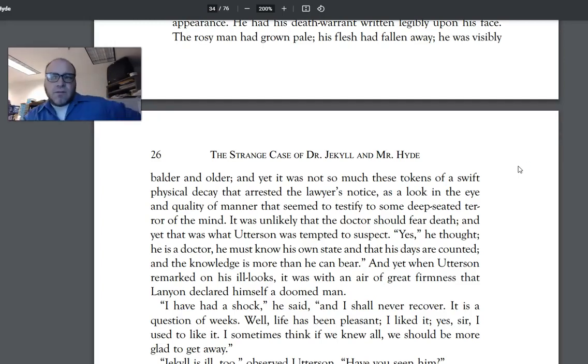So, Dr. Lanyon, who had always been a cheerful, healthy, red-faced, rosy fellow, is now clearly dying. He's lost weight, he's lost hair, he looks sick, and there's a look in his eye and a quality in his manner that testifies to some deep-seated terror of the mind. Something's terrified him mentally. We don't really know what it was. Utterson figures that he has found out that he has a mortal illness and that the knowledge is too much for him to bear. He's a doctor, so he probably knows he has cancer or something, and it's taking its toll on him. But anyway, Lanyon is convinced he's going to die.